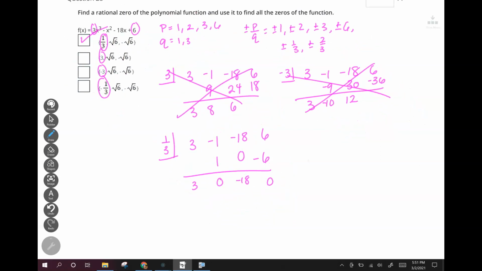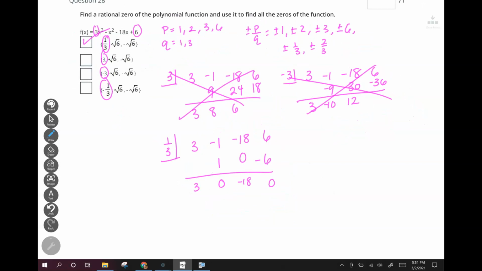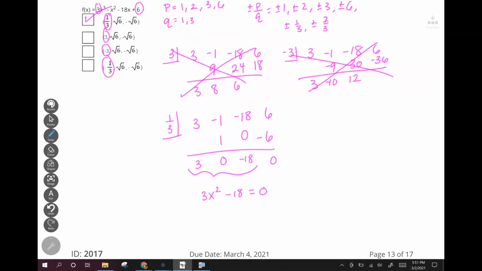Now, how would you get those other two answers, the square root of 6 and negative square root of 6? Well, the polynomial that I have here, after I've divided out my x minus 1/3, or 3x minus 1, is 3x squared minus 18. Now I could just add that 18 over. So I have 3x squared equals 18. Divide by 3. Take the square root. And I have plus or minus the square root of 6. Okay, to get rid of a square, you take the square root, and don't forget the plus or minus.